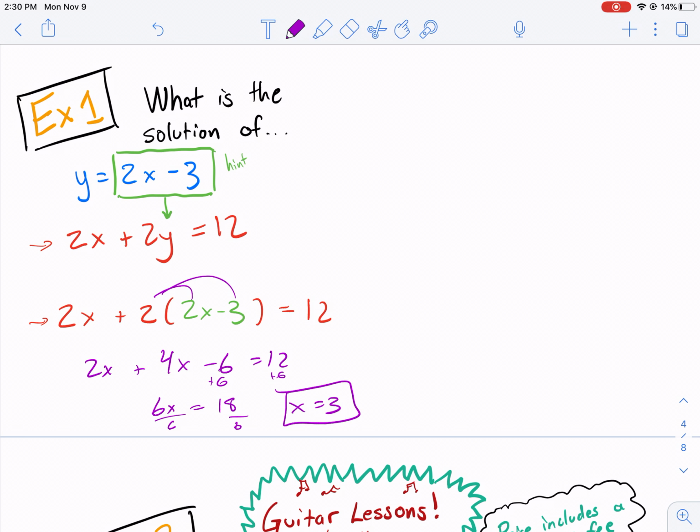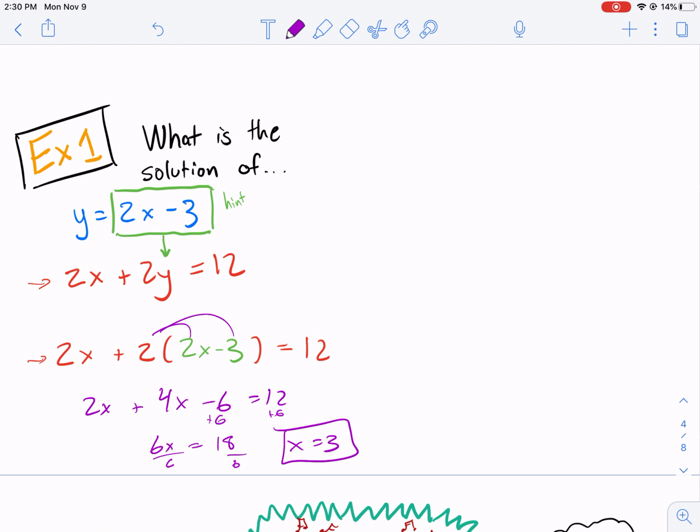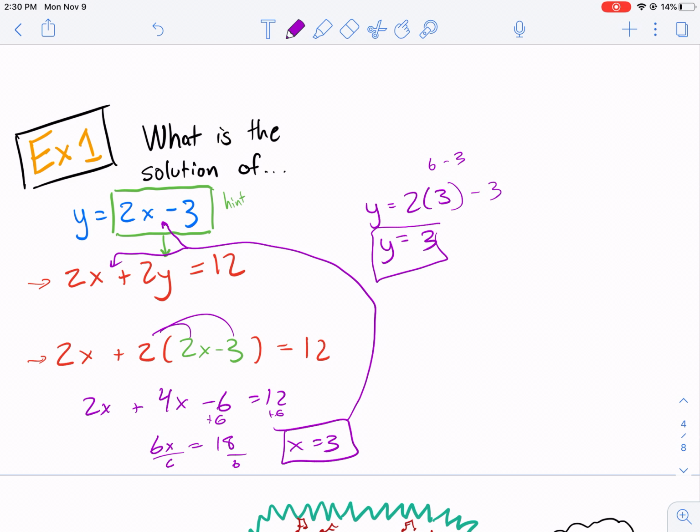Once we have x equals a number, we're almost there. We can plug it into either equation. I'm going to show you how you can plug it into both, or either one, I should say. So we get y equals 2 times 3 minus 3. We get y equals, what's that? 6 minus 3, we get 3. So we get y equals 3, x equals 3.